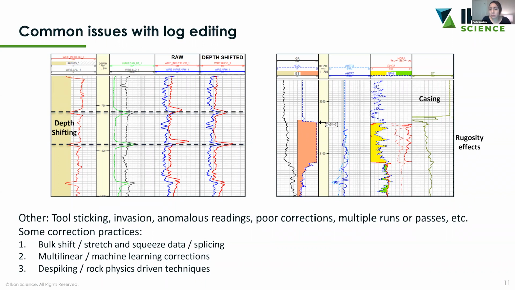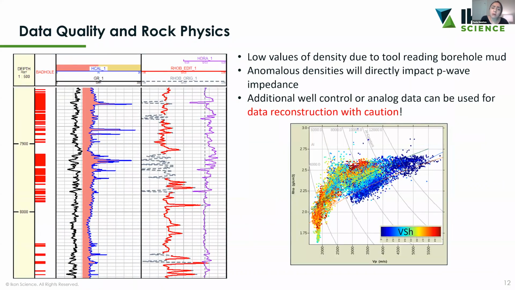Despiking. Can we use a model instead? So these are some techniques that we can apply prior to going into an interpretation. So think of data quality in rock physics all the time.